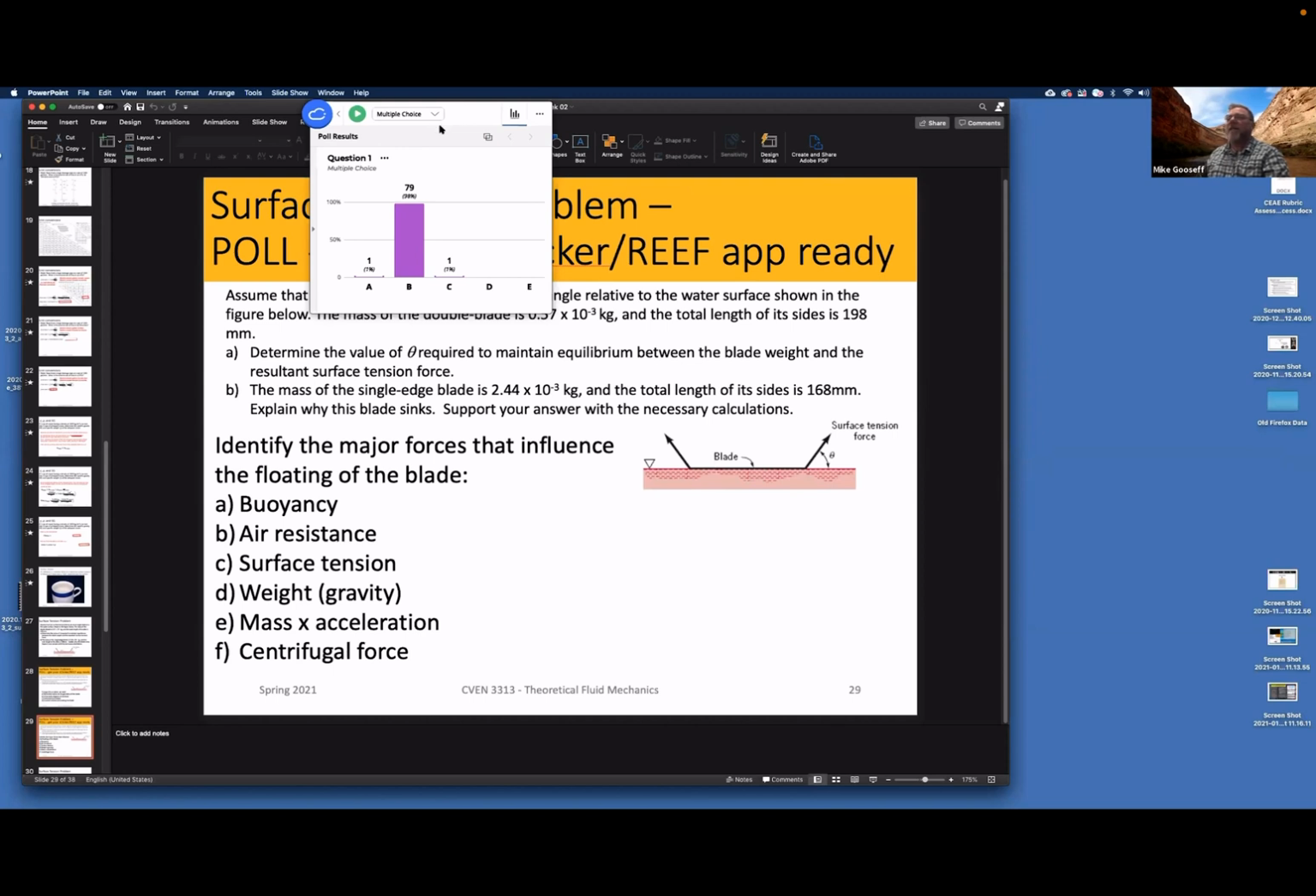And we'll get this started. Identify the major forces that influence the floating of the blade. And I think one of the problems here is, I'll just let it go. But I will tell you right now, there are two correct answers here, and I don't think you can choose both of them. So hopefully both of them will show up with the highest count here. But we have buoyancy, air resistance, surface tension, weight or gravity, mass times acceleration, and centrifugal force. So which of these matter the most?